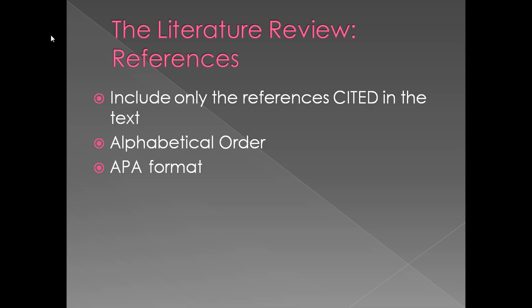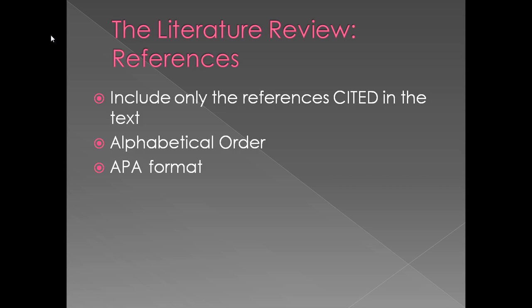The next is references. For APA, this is important. You only want to include the references that are cited within the text. If you didn't cite it, you shouldn't have that source in your references section. And vice versa. If it's in your references section, you should use it. If you don't use it, don't put it in your references section.